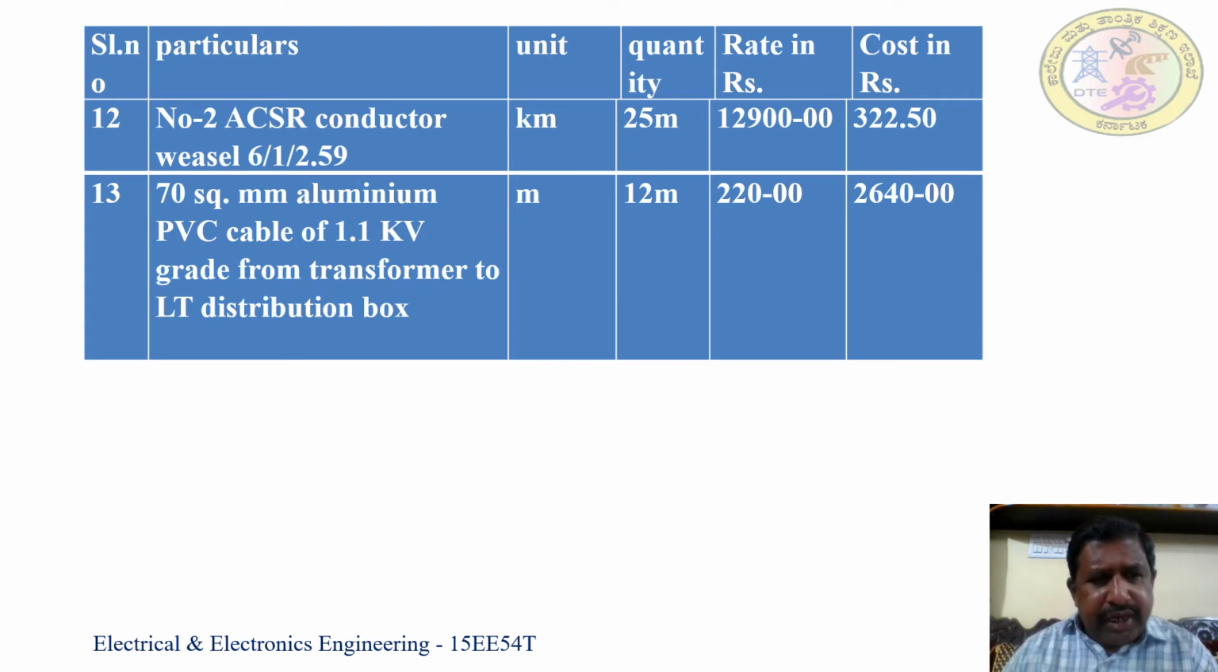322.50. Next, the 13th item is 70 square mm aluminum PVC cable of 1.1 kV grade from transformer to LT distribution box. The unit is in meter. The quantity required is 12 meters. Rate per meter is 220 and the cost is 2640.